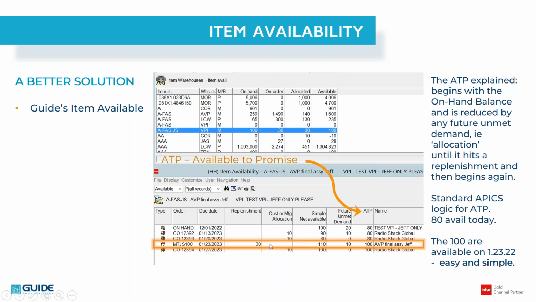I've got 30 coming. So my simple available jumps to 110, 80 plus 30. But I've got some more unmet demand down here that's got to come off of that 30. So I can only increase that 80 by 20, the net of these two. So again, it's easy and simple. That's the beauty of this product. I mean, we could stop right now, but I'm going to go ahead and continue to show you some other things, but that's the base of it right there, this slide.